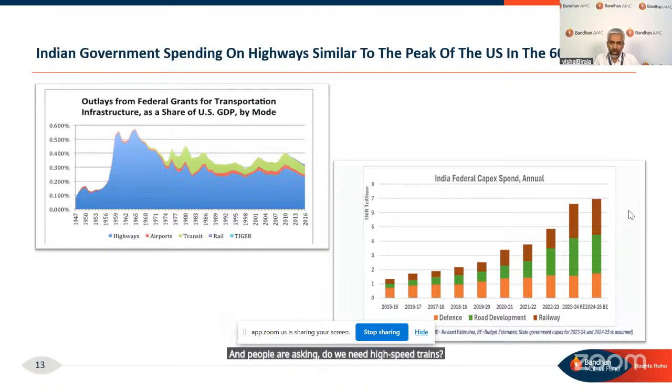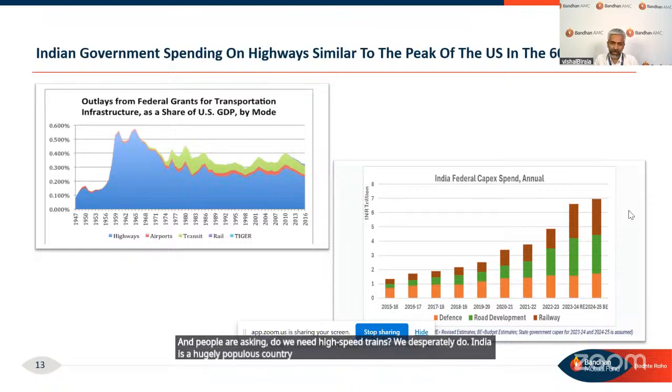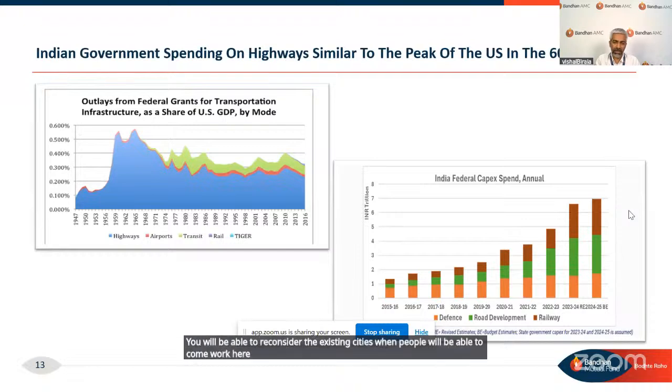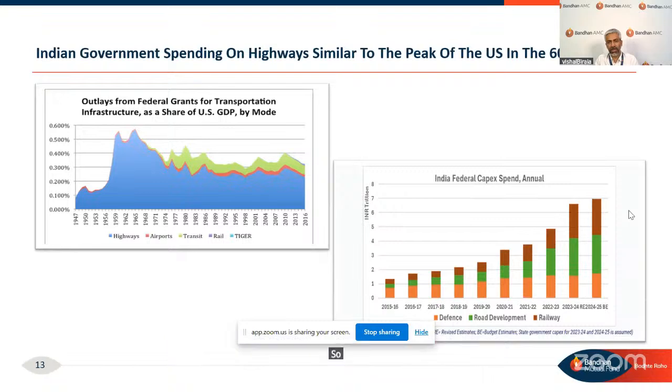And people are asking, do we need high-speed trains? We desperately do. India is a hugely populous country, and we need more urbanization. Our urbanization will happen when we decongest the existing cities. You will be able to decongest the existing cities when people will be able to come work here and go back, and we develop the infra in some of these smaller cities. So transportation is very important. And in China today, 44,000 kilometers of high-speed rail is operational.